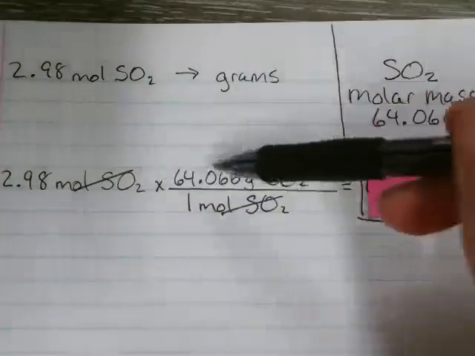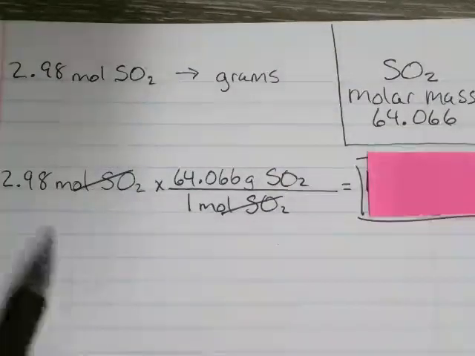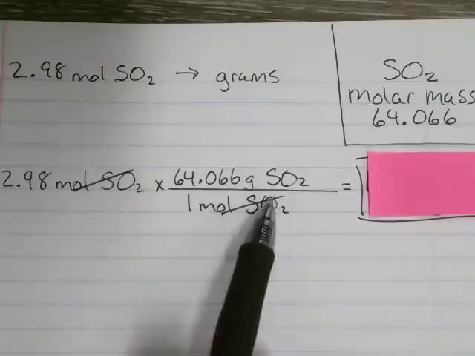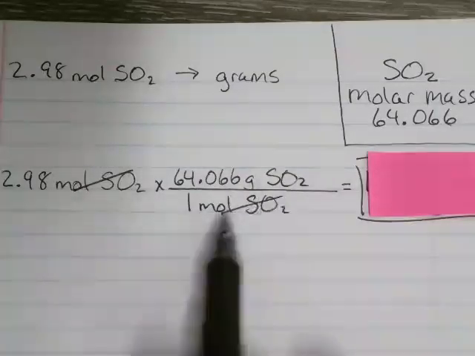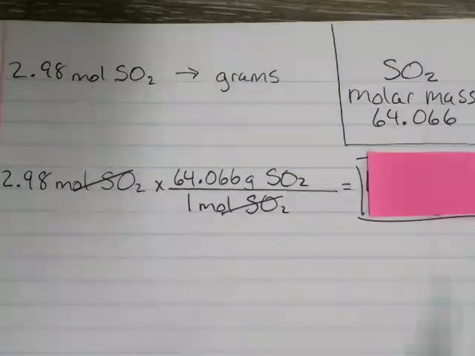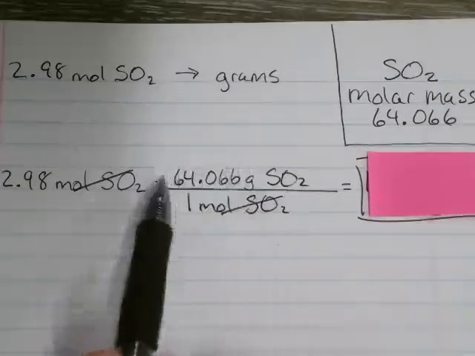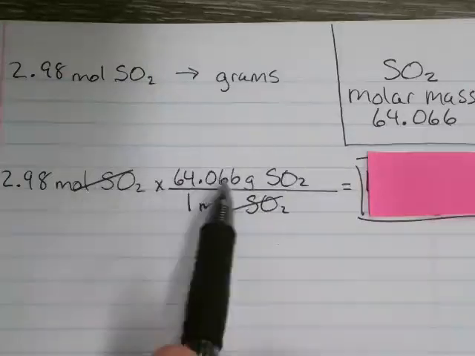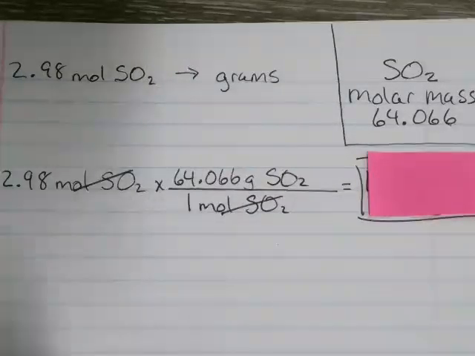So molar mass is 64.066. You can see that this checks out because I was able to cancel my units here, moles of sulfur dioxide, moles of sulfur dioxide, and then it's just a matter of multiplying. Since your molar mass is on top, we multiply. If it was on bottom, we would divide, but since it's on top, we're going to multiply.